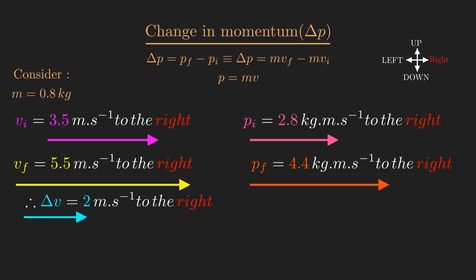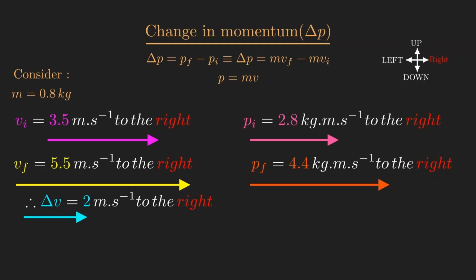You can actually imagine adding this change in velocity, which is this 2, to the initial velocity there, that is 3.5. Then that will give you this final velocity of 5.5 meters per second to the right.